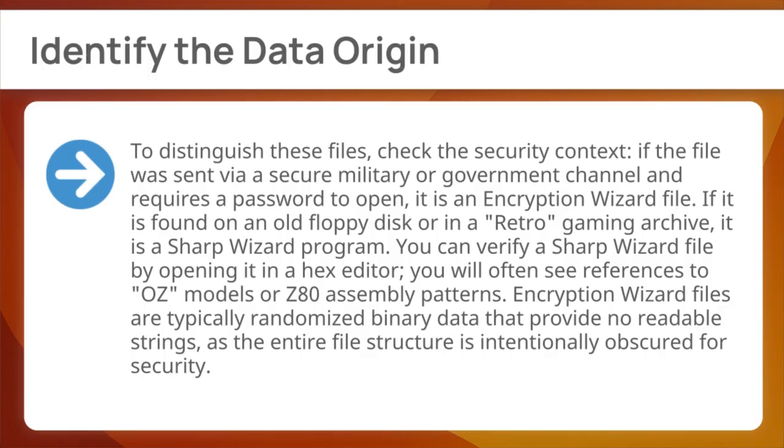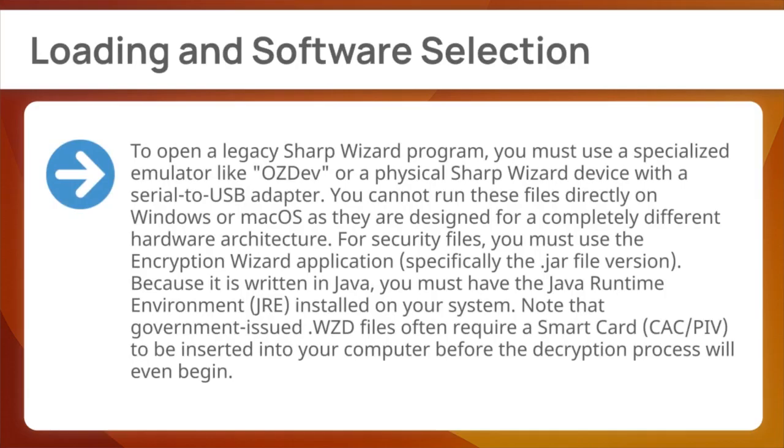You can verify a Sharp Wizard file by opening it in a hex editor. You will often see references to OZ models or Z80 assembly patterns. Encryption Wizard files are typically randomized binary data that provide no readable strings, as the entire file structure is intentionally obscured for security. Next, loading and software selection.